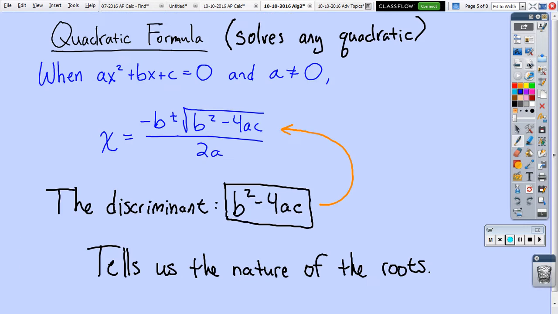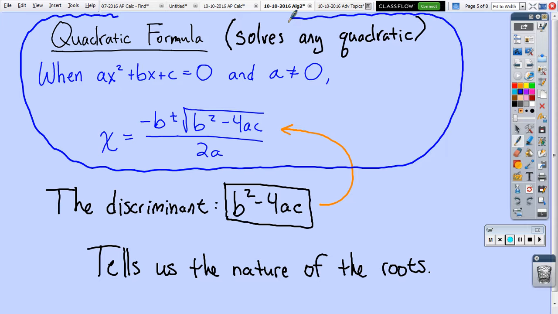Okay, so moving on. So let's understand the quadratic formula, which is this: x equals negative b plus or minus the square root of b squared minus 4ac, over 2a. I'm going to rush through it because it's the same thing over and over. So this solves any quadratic.